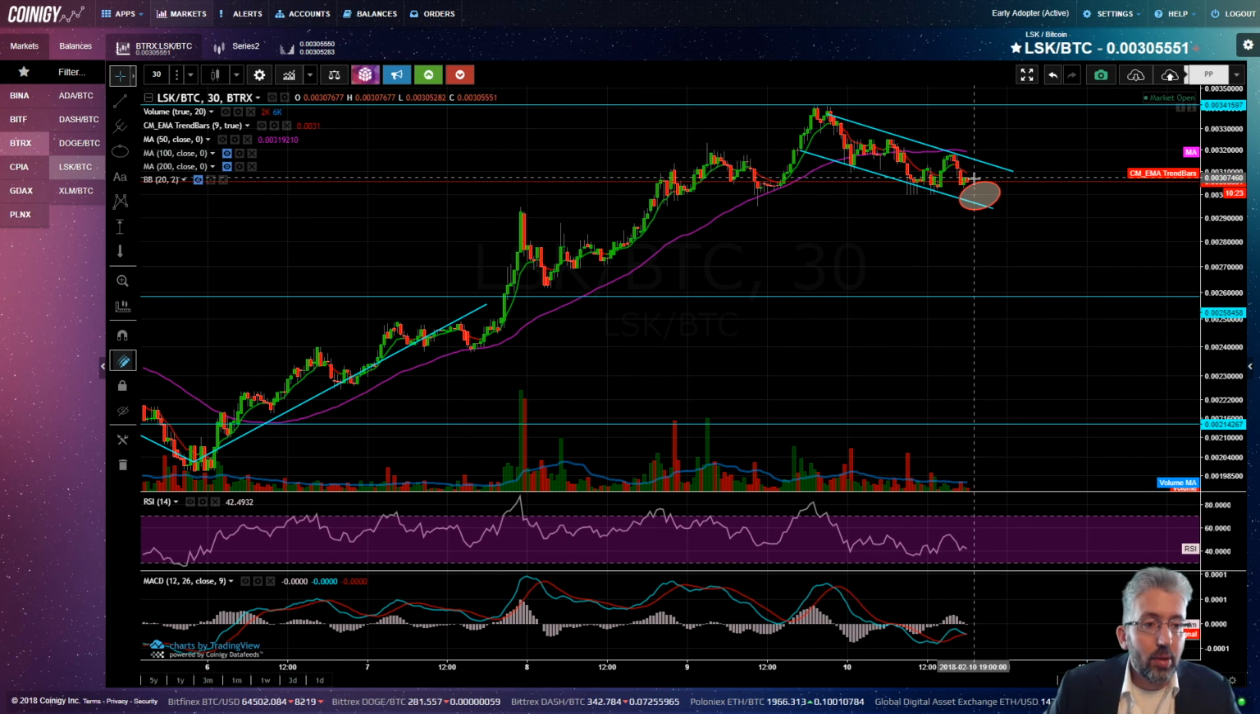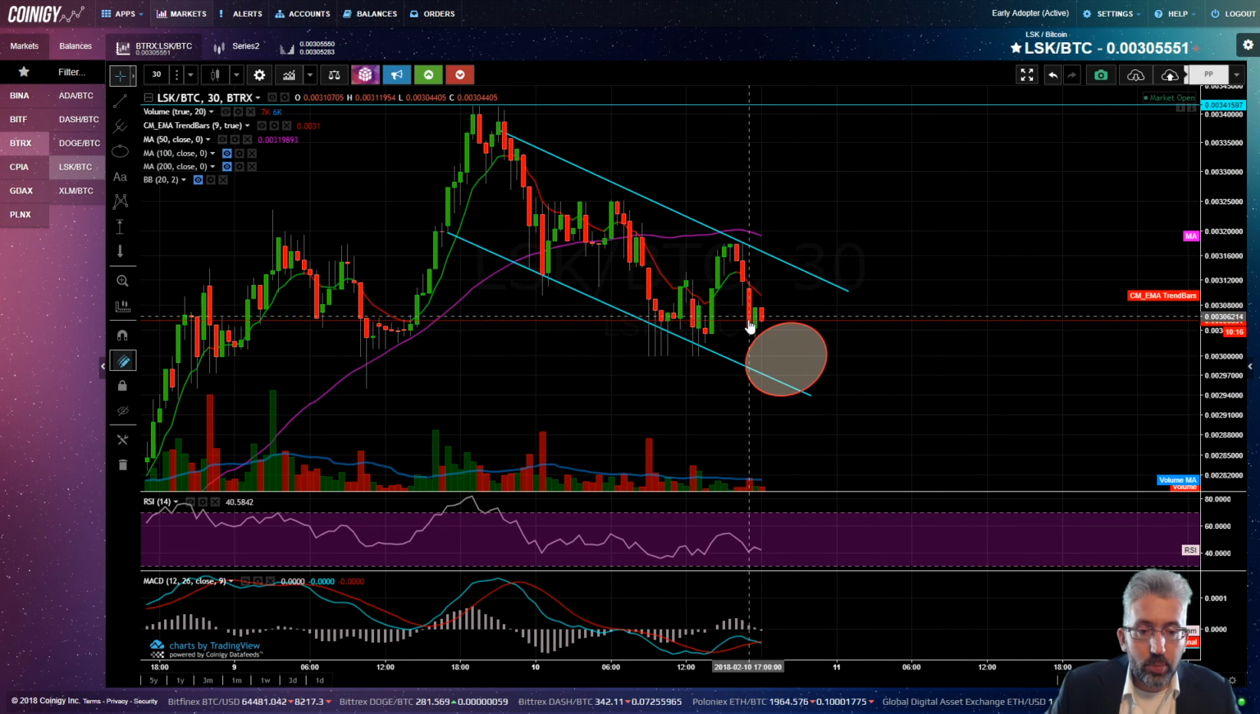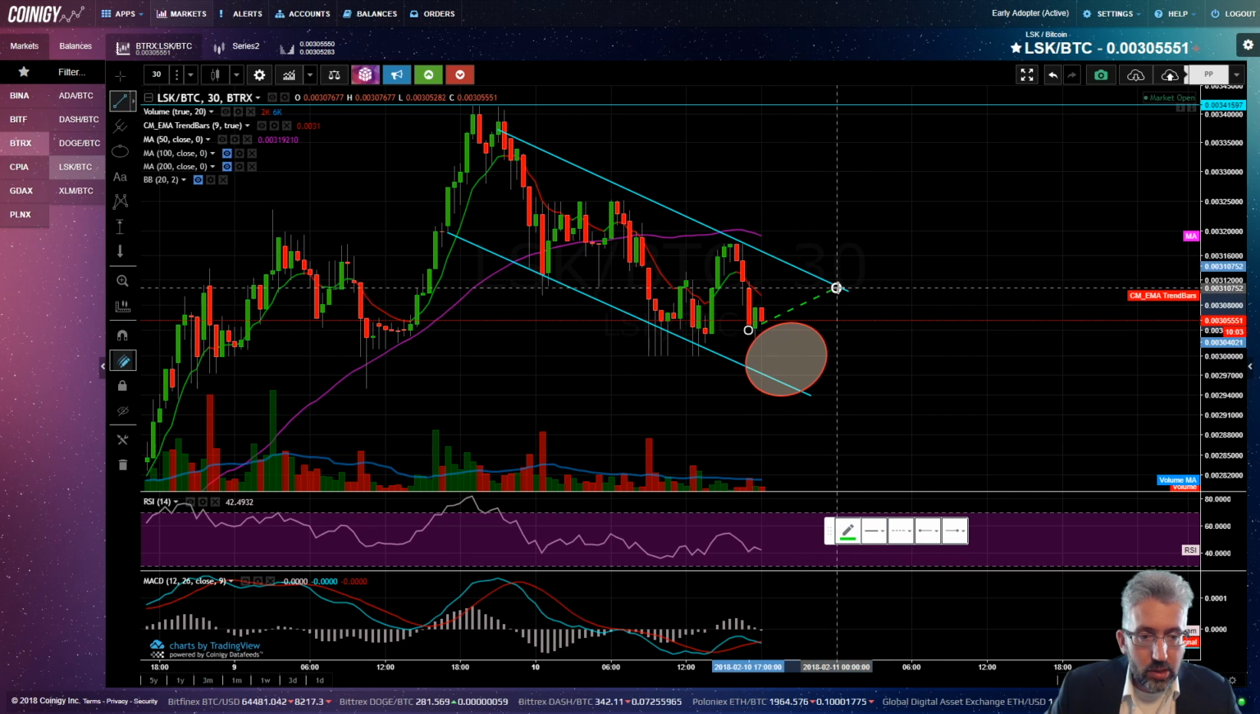That would make sense because we're in a flag continuation. We might not drop back here. Although what you see here is we already went up, and so we might just be making this. So we might just be looking at this.